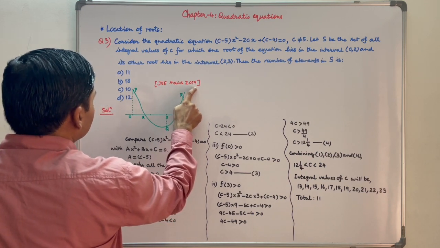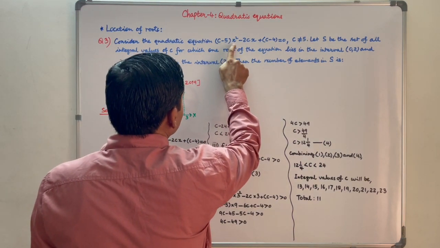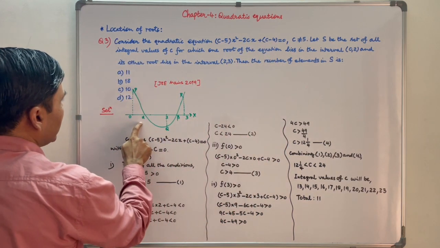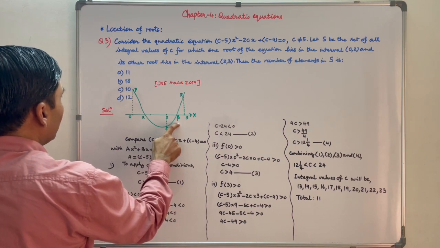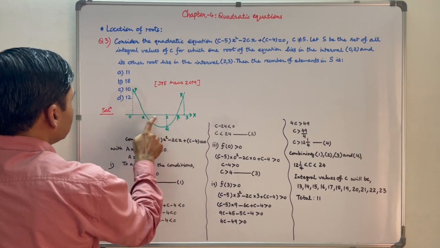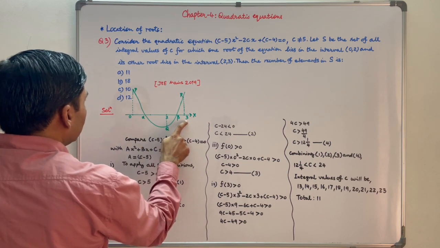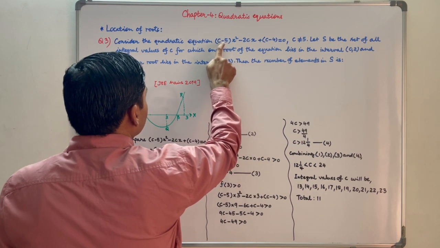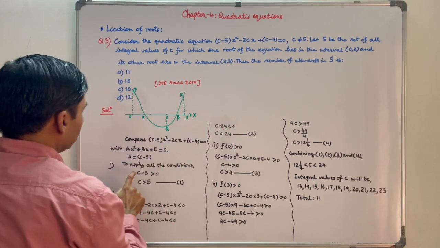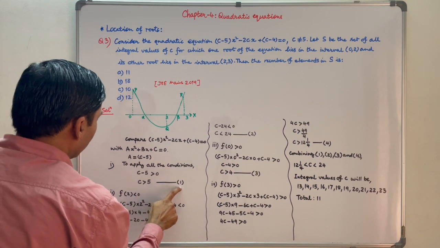First, we will draw the graph. Suppose this curve represents y equals (c minus 5)x square minus 2cx plus (c minus 4). Its roots are alpha and beta. It is given that one root lies between 0 and 2 and the other root lies between 2 and 3. Suppose alpha lies between 0 and 2 and beta lies between 2 and 3. We will assume here that the coefficient of x square is positive so that we can apply all the conditions we know. So c minus 5 is greater than 0, or c is greater than 5. This is point number 1.